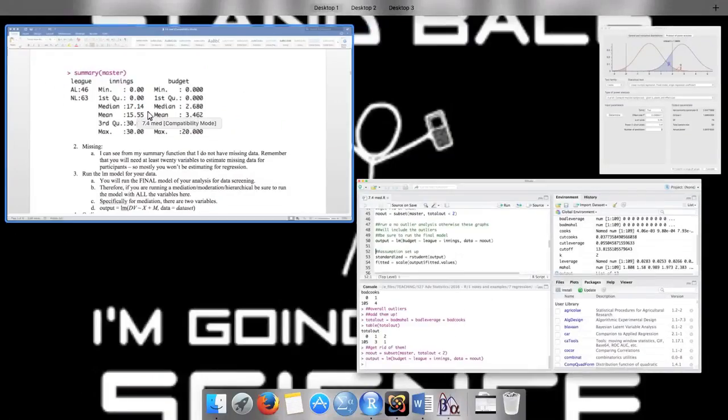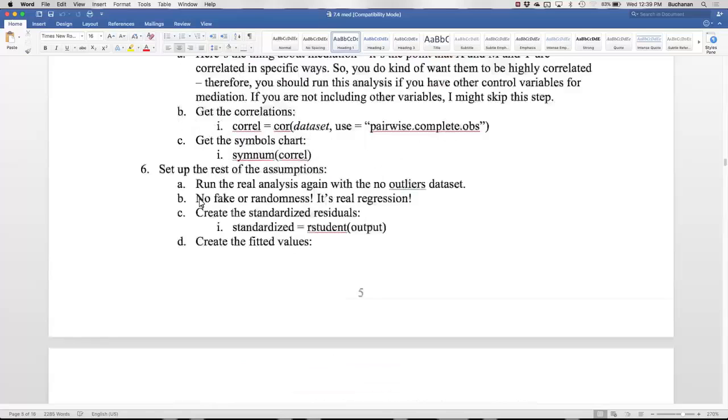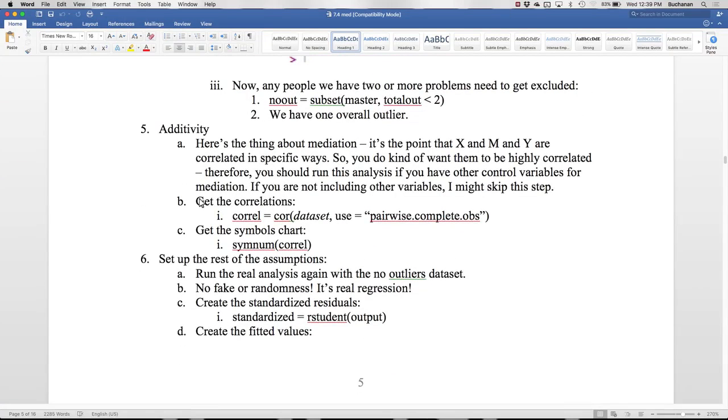Okay. And then this is where I basically say, hey, I'm going to skip additivity. Why am I going to skip additivity? Well, that's the point. The point is that x is correlated with y, x is correlated with m, and m is correlated with y, but x and m overlap in their correlation, because we're trying to get m to basically suppress x out. That's what mediation is about. So if they're really highly correlated, that's kind of the point.